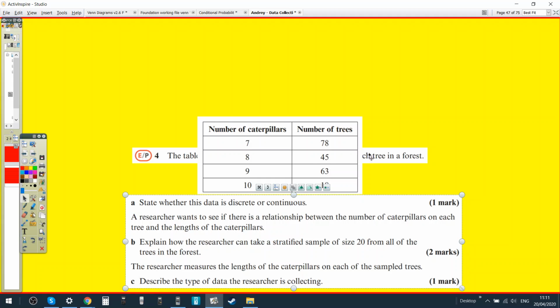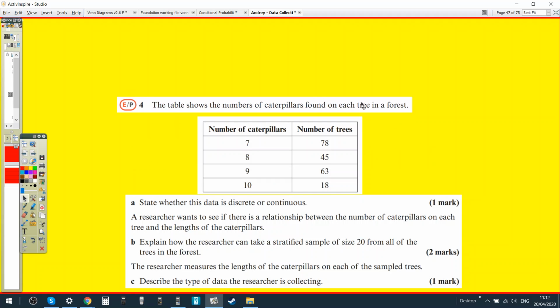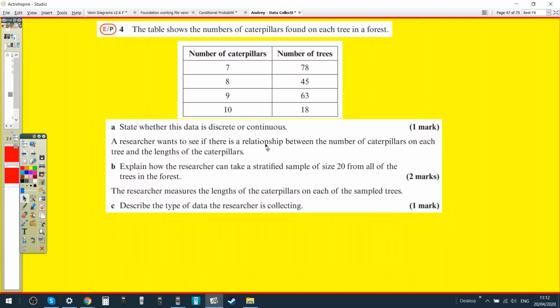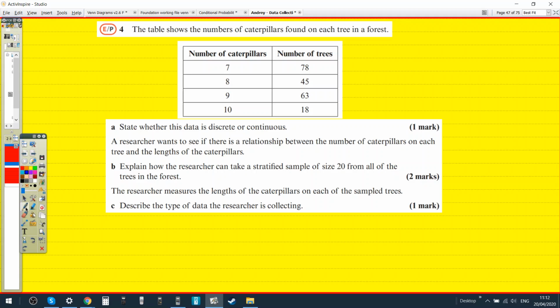Let's take a look at this one. Okay, how about this? Is the data discrete because you can't have like half a caterpillar or something like that? Yeah, it can't take any value.